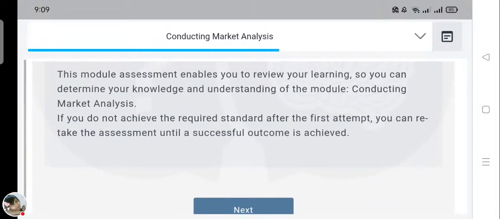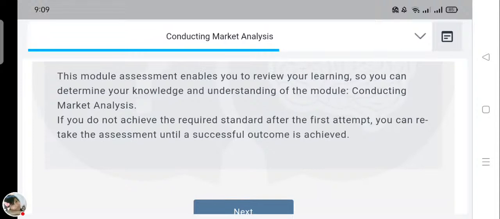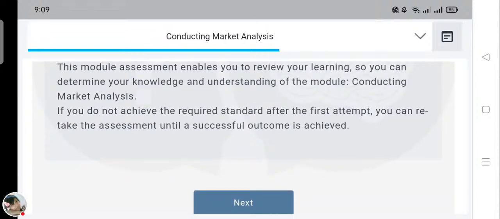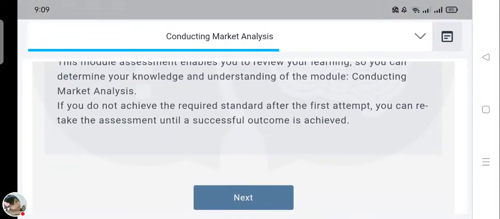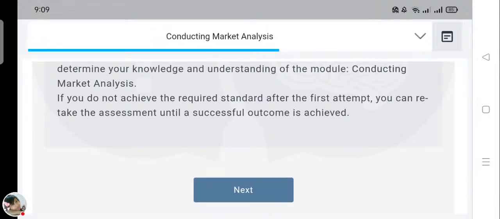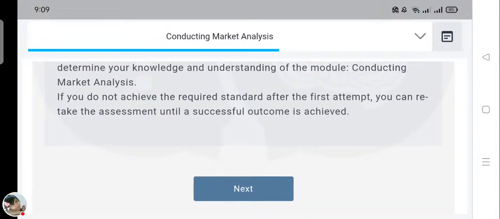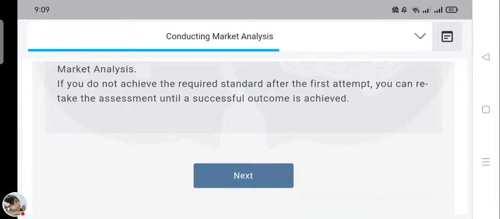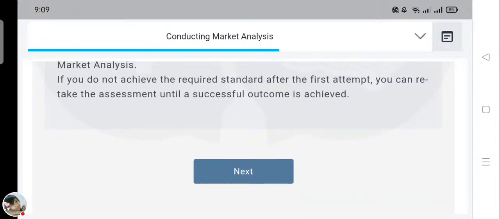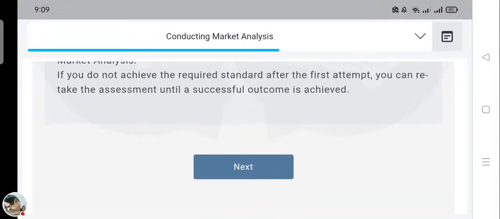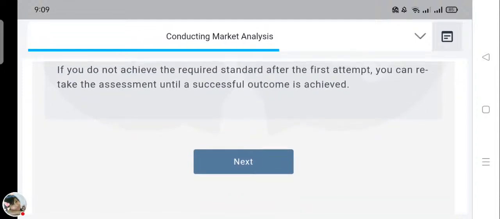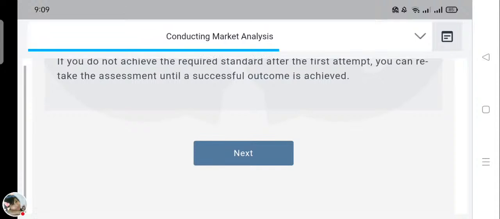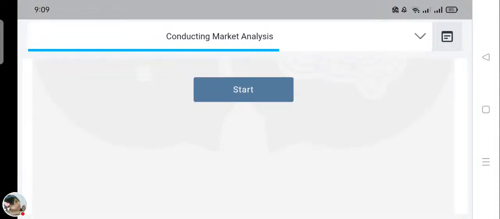So, ayun, ito sabi, this module assessment enables you to review your learning so you can determine your knowledge and understanding of the module. Conducting market analysis, yun yung if you do not achieve the required standard after the first attempt, you can retake the assessment until a successful outcome is achieved. Ayan, ulitin natin paano yan.